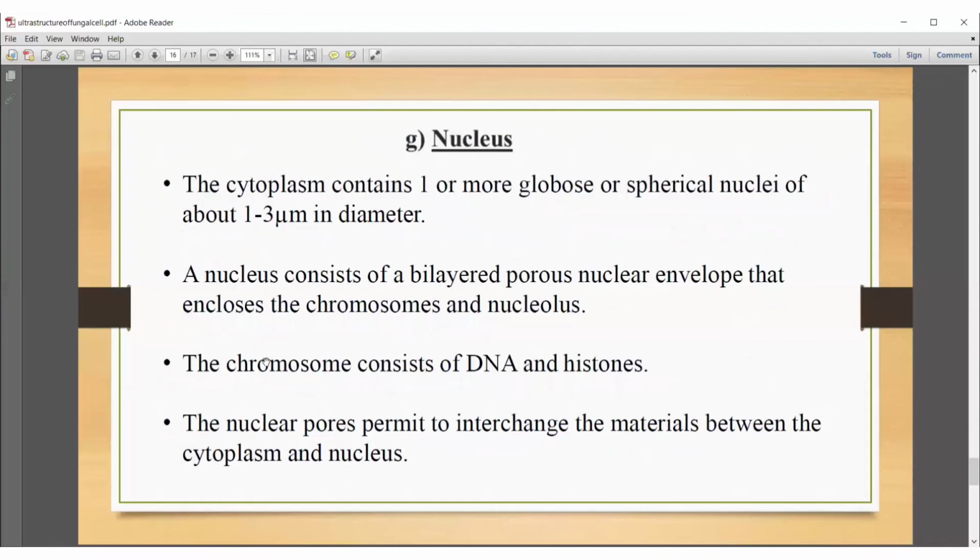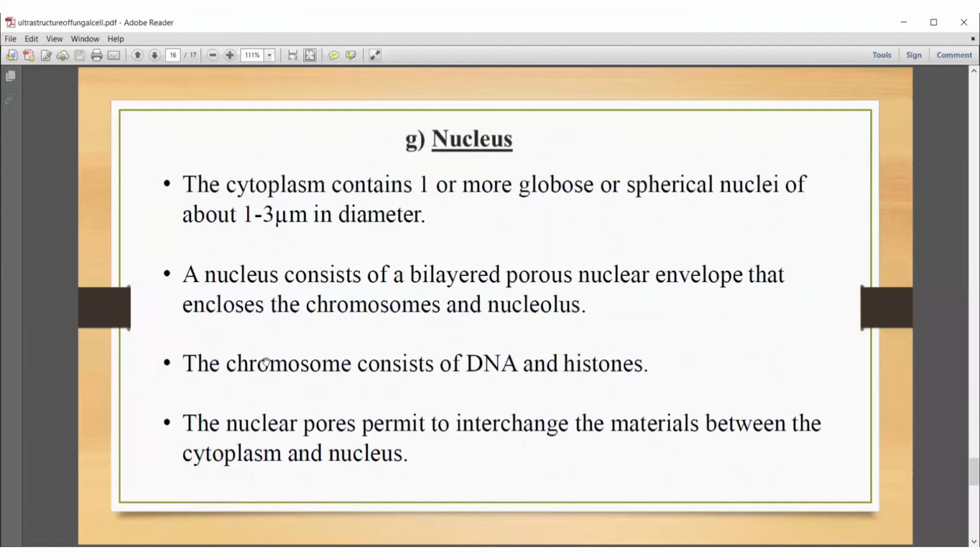Now, nucleus. Cytoplasm contains one or more globular or spherical nuclei of about 1 to 3 micrometer in diameter. Globular or spherical structures will be seen. What is the diameter? 1 to 3 micrometer. More than one such globes or spherical structures can be seen.